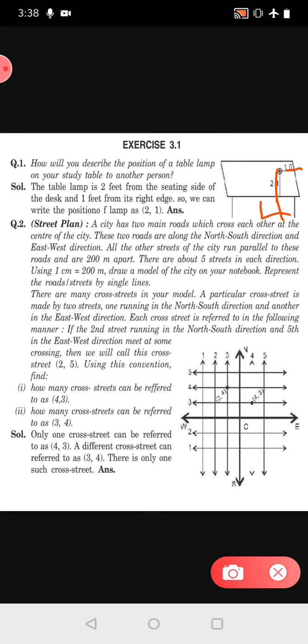So to describe the position, we use the XY coordinates.